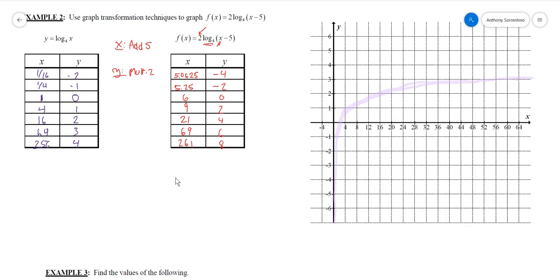And so when I plot those points, let's see, 6, 0 would be about here, 9, 2 would be about here, 21, 4 would be about here, 69 doesn't really fit on this. So that's about the best points I'm going to get on this.